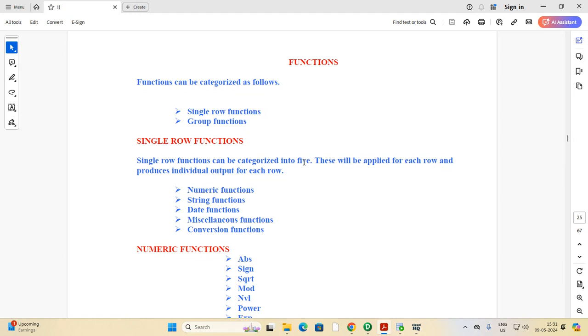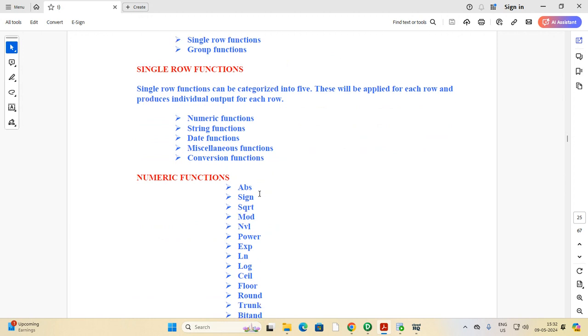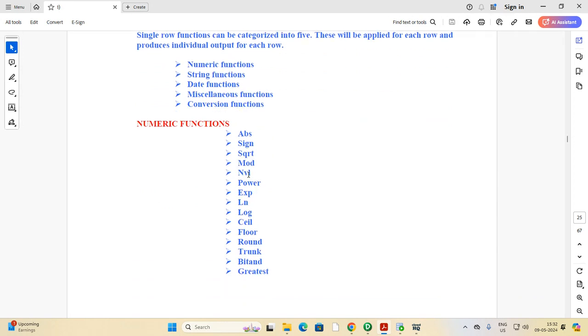Those are: number one, numeric functions; second, string functions; third, date functions; fourth, miscellaneous functions; and fifth, conversion functions. When we go for the numeric functions, numeric functions means number format functions. We are having different types of numeric functions here.